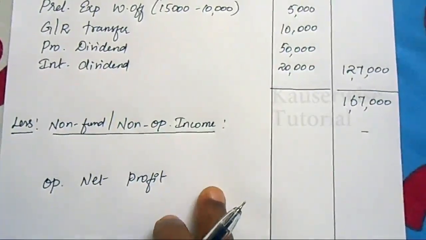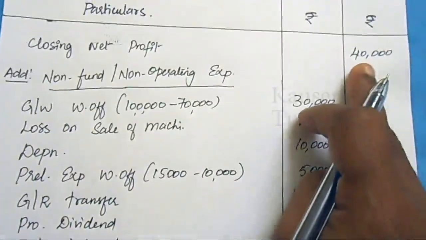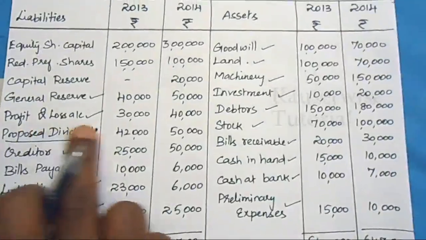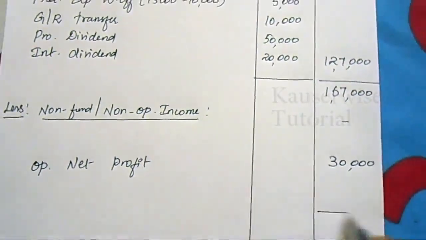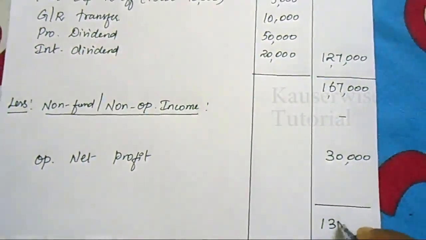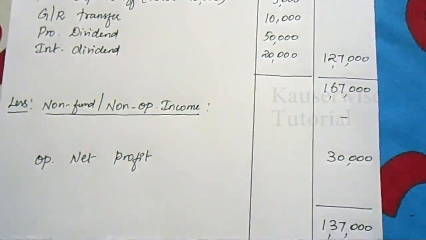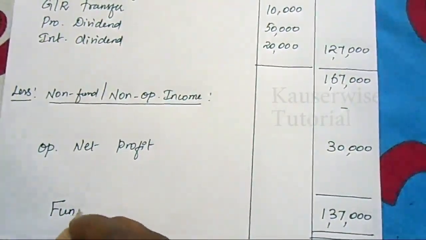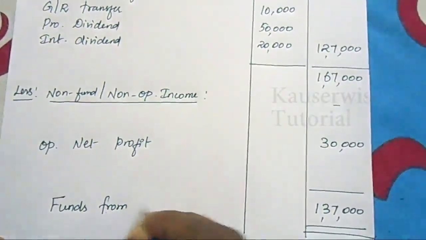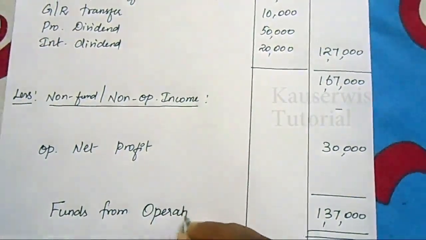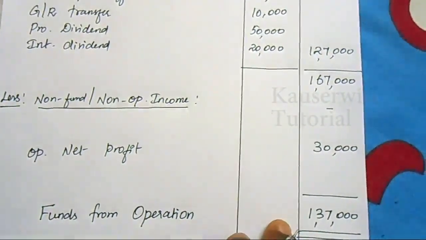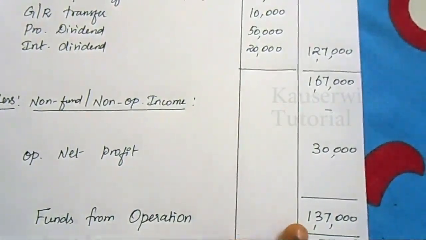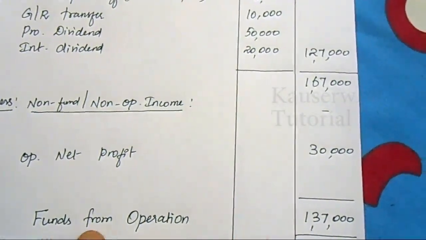So you have started with closing net profit. Closing net profit how much? 40,000. Now you have to subtract opening net profit. Opening net profit how much? 30,000. What is the balance? 1,37,000. This is fund from operation. If we get a negative value, that will be considered as a fund lost in operation. But here we have got a plus value. So this is called fund from operation.